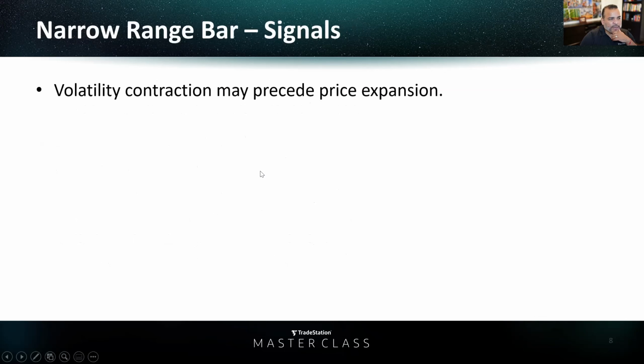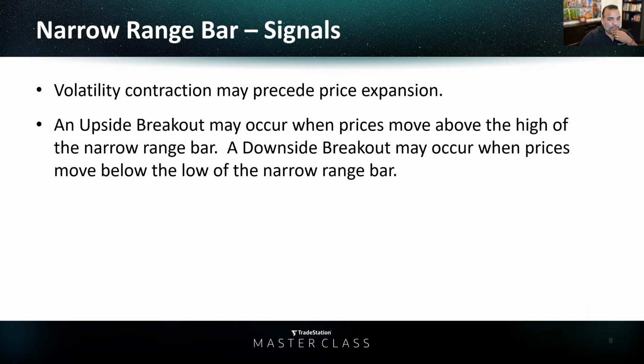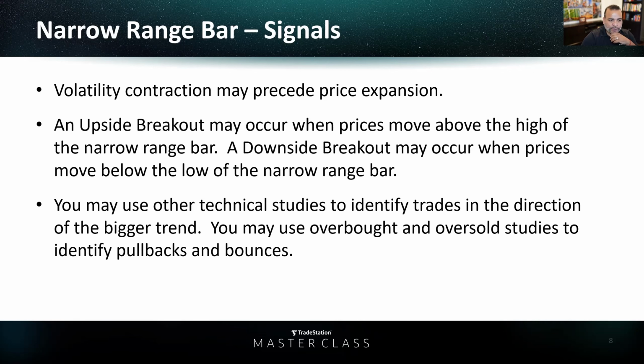These are some of the signals. Volatility contraction may precede price expansion. What that is trying to say is that if the bars are getting smaller and smaller, that is a volatility contraction, and price expansion is likely to happen after you get volatility contraction. An upside breakout may occur when prices move above the high of the narrow range bar, and a downside breakout may occur when prices move below the low of the narrow range bar. So that's just different ways of looking at the narrow range bar.